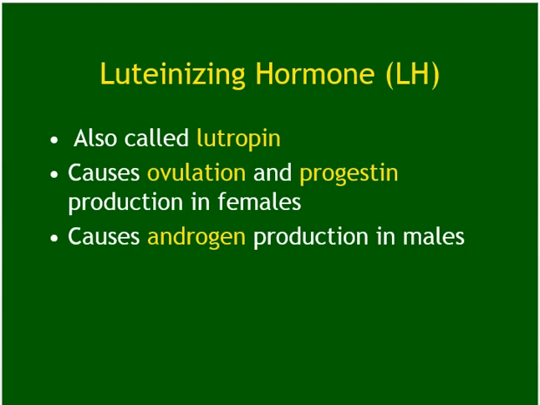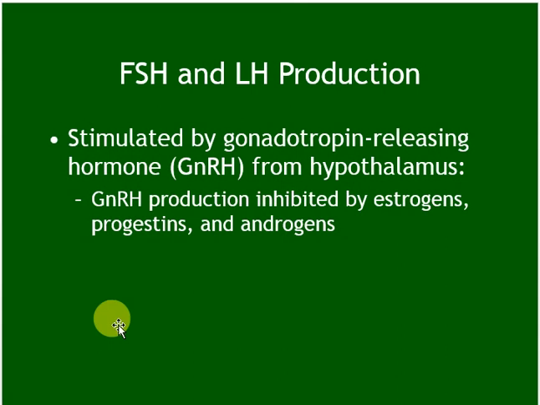LH, on the other hand, is called luteinizing hormone, and in females it will cause ovulation and progesterone production. In males it will cause the production of androgen. So androgen in males, progesterone and ovulation in females. Of course, both of them are regulated by gonadotropin releasing hormone that's produced in the hypothalamus, as we mentioned before.